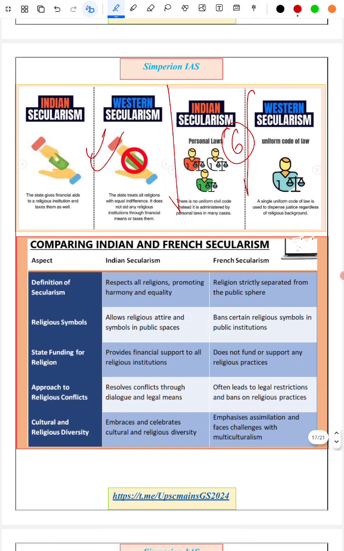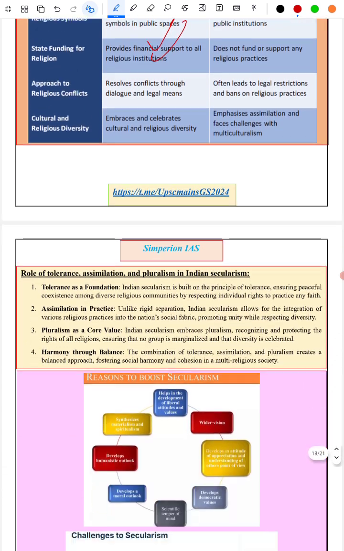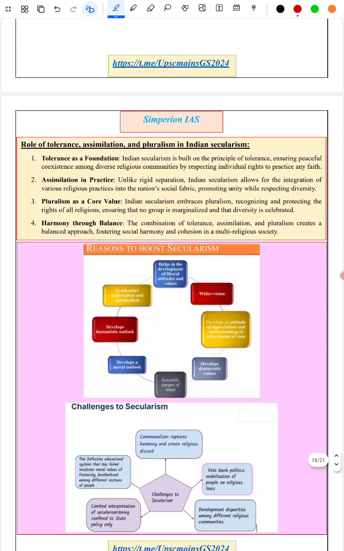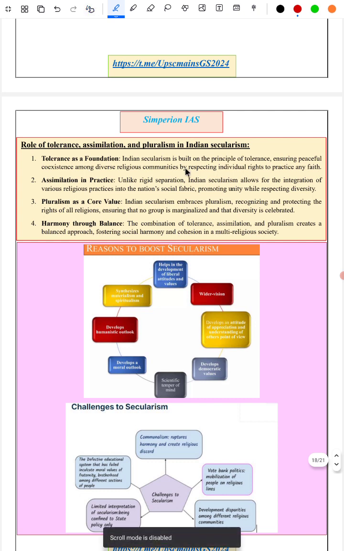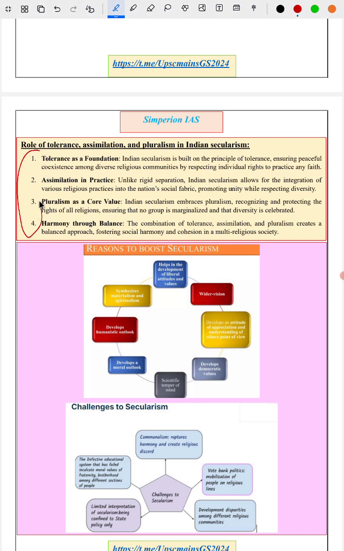Next, we have given comparing Indian and French secularism. This is again a PYQ question. We have covered that as well. One of the most important topics in secularism is comparing Indian and Western secularism. Up next, we have given the role of tolerance, assimilation, and pluralism in Indian secularism. It's a PYQ question. We have covered 4 points on the role of tolerance, assimilation, and pluralism in Indian secularism.